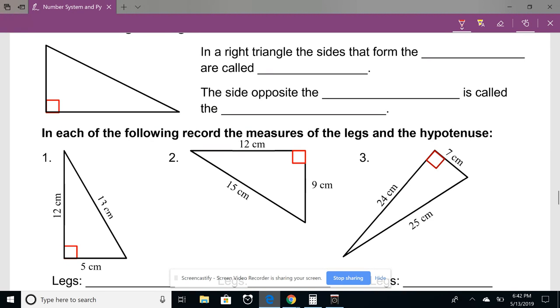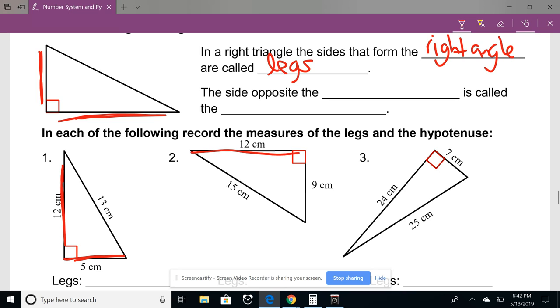Now it's important to be able to label the sides of a right triangle. So in a right triangle, the sides that form the right angle are called the legs. So in this triangle, this is a leg and this is a leg. In these three examples below, the 12 is a leg and the 5 is a leg. The 12 is a leg and the 9 is a leg because they're making up the box. 24 and 7 are the legs.